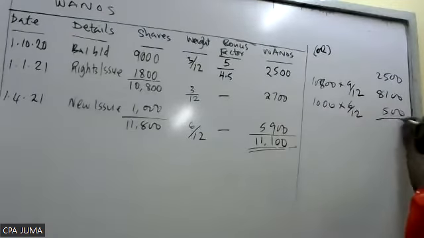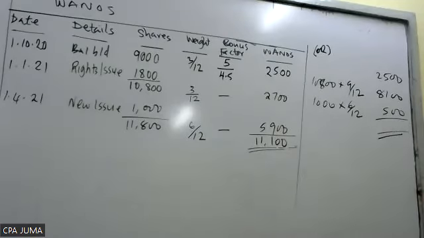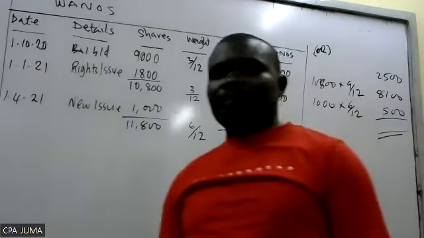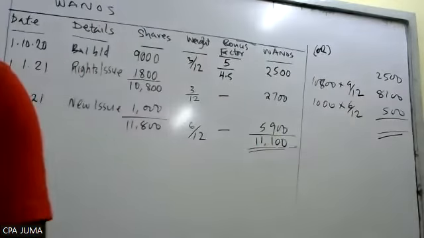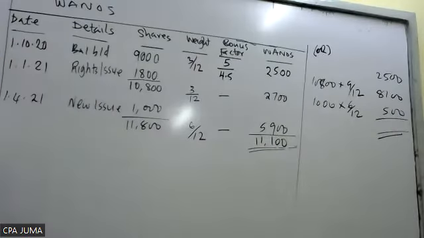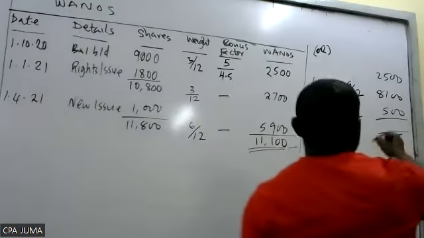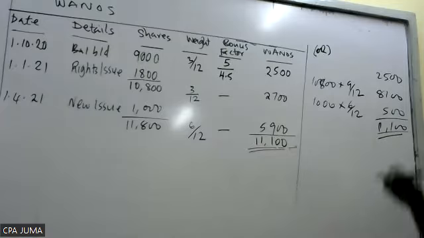That is 500. Can you add for me this, whether you will get the same answer? Whether you get the same answer? 11,100. Yes, it will always give you the same. So which one is better? Students, or are they just the same? Which one will work better?